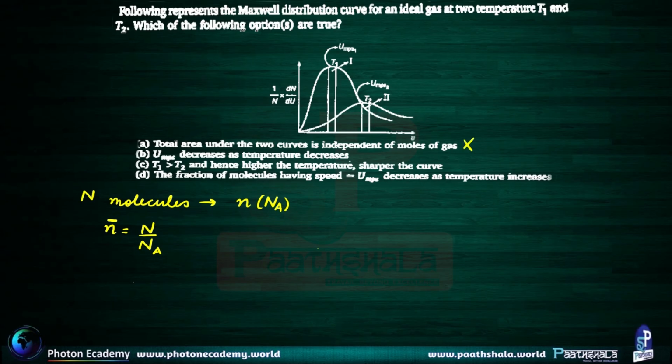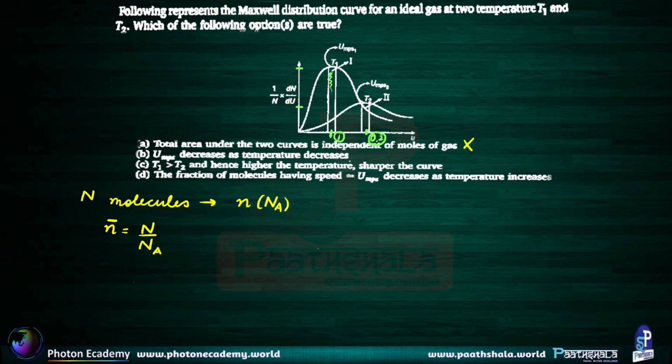U most probable decreases as temperature increases. Now, U most probable is the speed that most fraction of the sample contains. So this is the highest fraction for temperature T1, and this is the highest fraction for temperature T2. The most probable velocity for T1 is 0.1 and this 0.2 is the most probable velocity for T2.